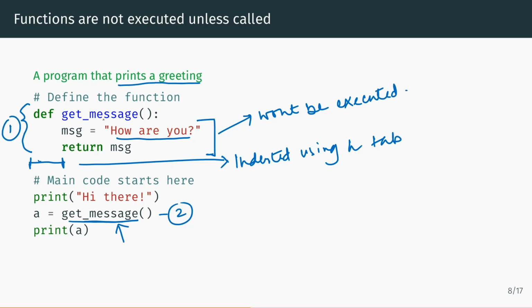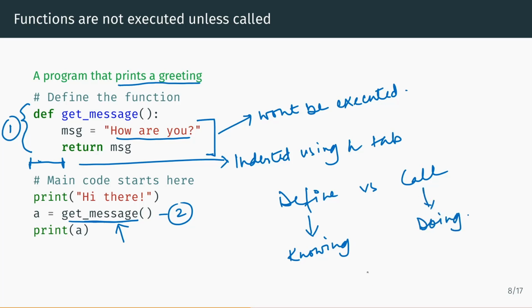So the difference between defining a function and calling it, define versus call, is knowing versus doing, essentially. Knowing versus doing. Okay, so think of a recipe to make tea. You might know the recipe, but that doesn't mean you're doing it. So you may know how to make tea, but unless you make the tea, you're not making tea. Does it make any sense? So there is this function definition, and then you have to call the function. The definition is you knowing what to do, and calling it is you doing it.